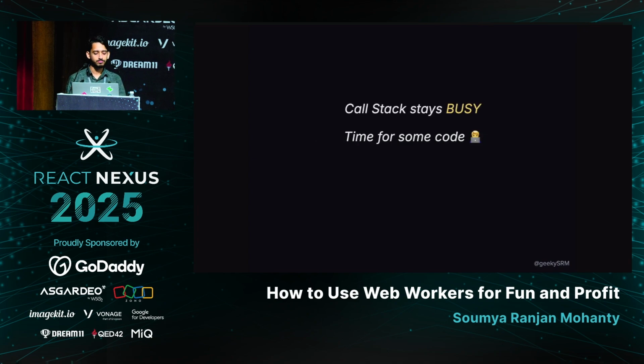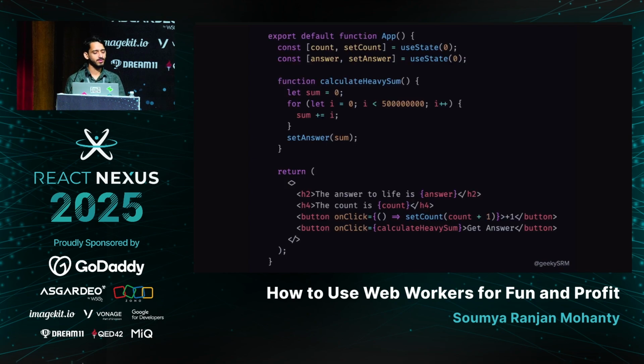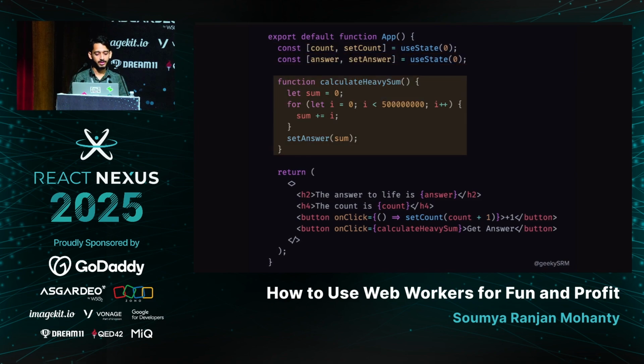Okay. So let us look at this problem with some code, right? The situation where the call stack stays busy. Let us try to create a scenario. We'll move to React. I have a very simple application component here. We have a state variable called count. We have an answer. Then we have a calculateHeavySum function. I'm basically looping over some 500 million times, and it is doing some heavy task. Think of it like that.